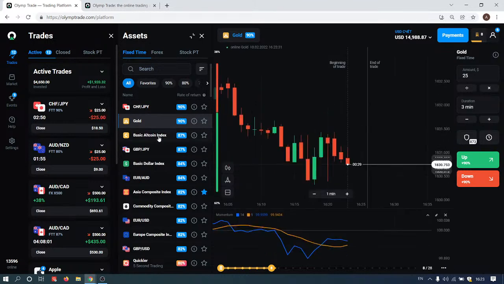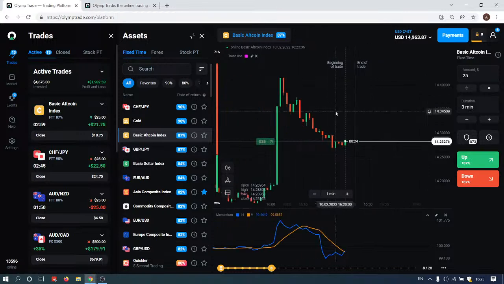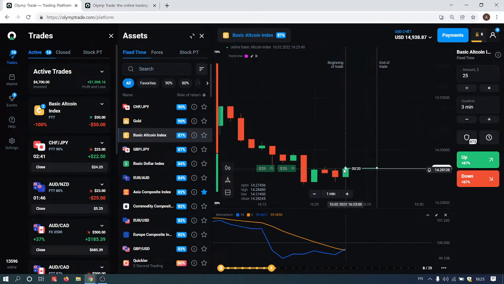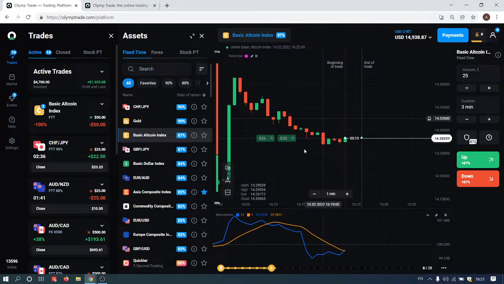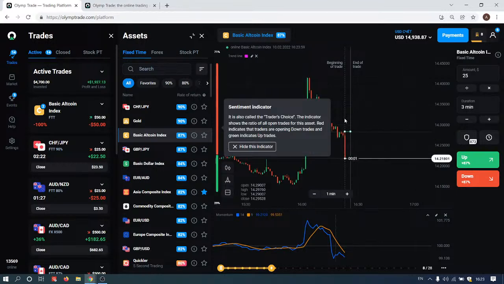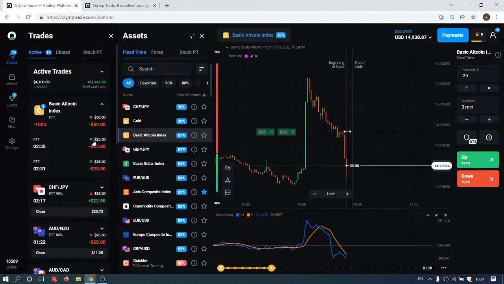So okay, let's open a trade here. Basic Altcoin Index. I even want to open 2 trades here. I like the setup, and I like the general movement here. So we went upwards, making a pullback, and then we'll probably continue this upwards push. So that's oh wow, what happened? What has just happened? Wow.